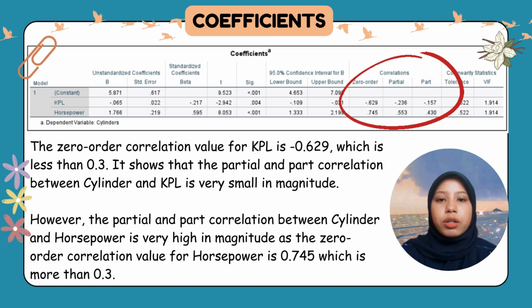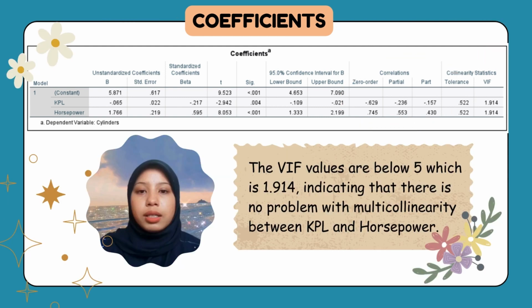Furthermore, the zero-order correlation value for kpl is negative 0.629, which is less than 0.3. It shows that the partial and part correlation between cylinder and kpl is very small in magnitude. However, the partial and part correlation between cylinder and horsepower is very high in magnitude, as the zero-order correlation value for horsepower is 0.745, which is more than 0.3. Other than that, the VIF values are below 5, which is 1.914, indicating that there is no problem with multicollinearity.